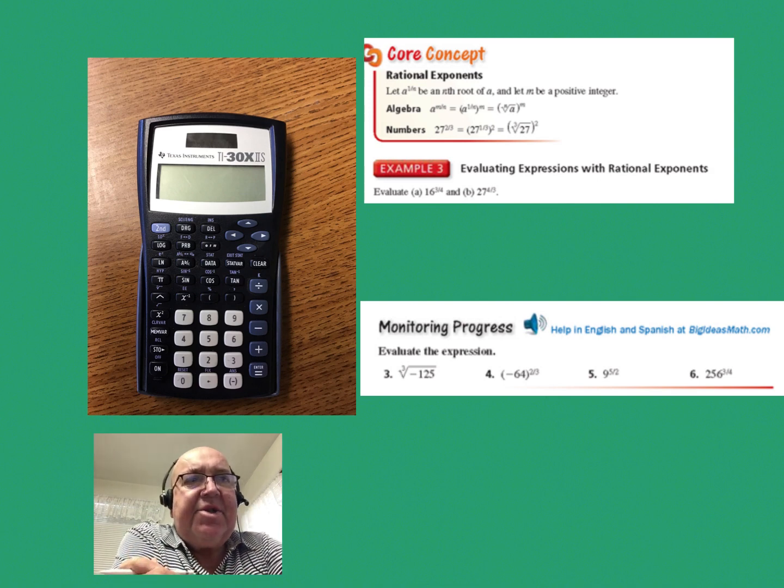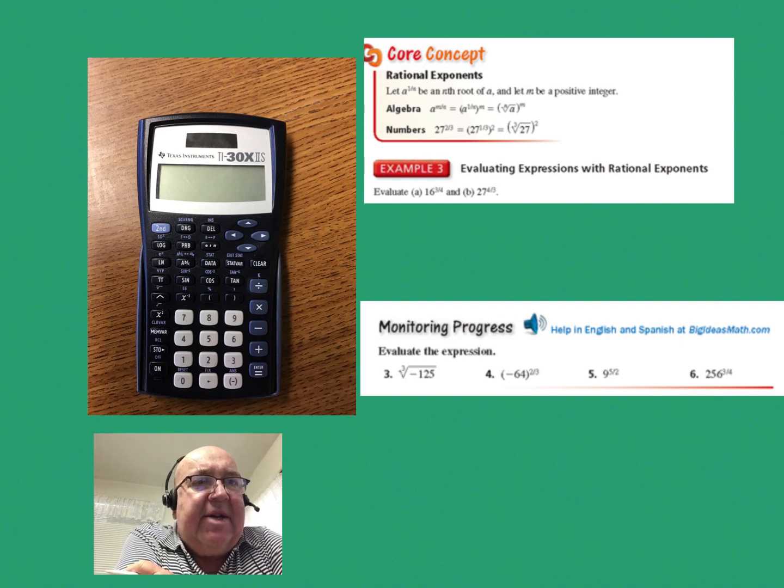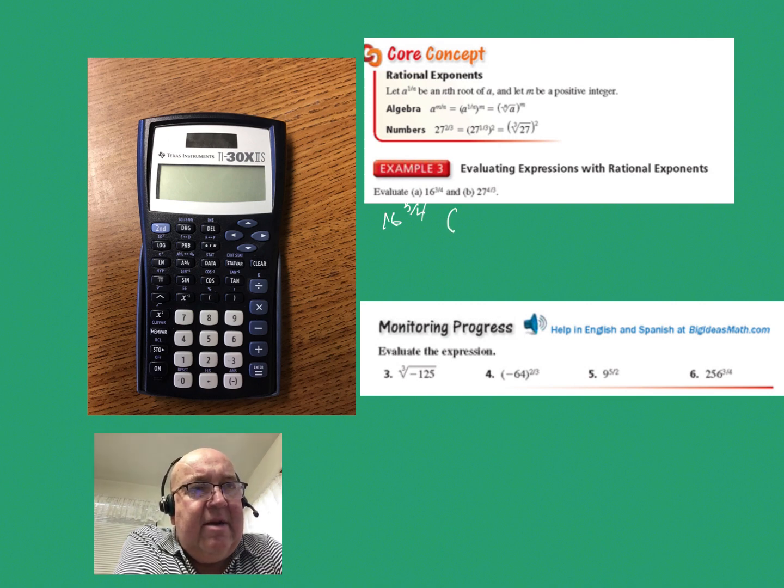So we're going to look at rational exponents now. Rational exponents are basically a fraction, which again is going to show that same type of thing. So here we have 16 to the 3/4 exponent. That is the same as this. So we're going to put it in parentheses. We're going to put a radical fourth root of 16, and then it's going to be to the third power.